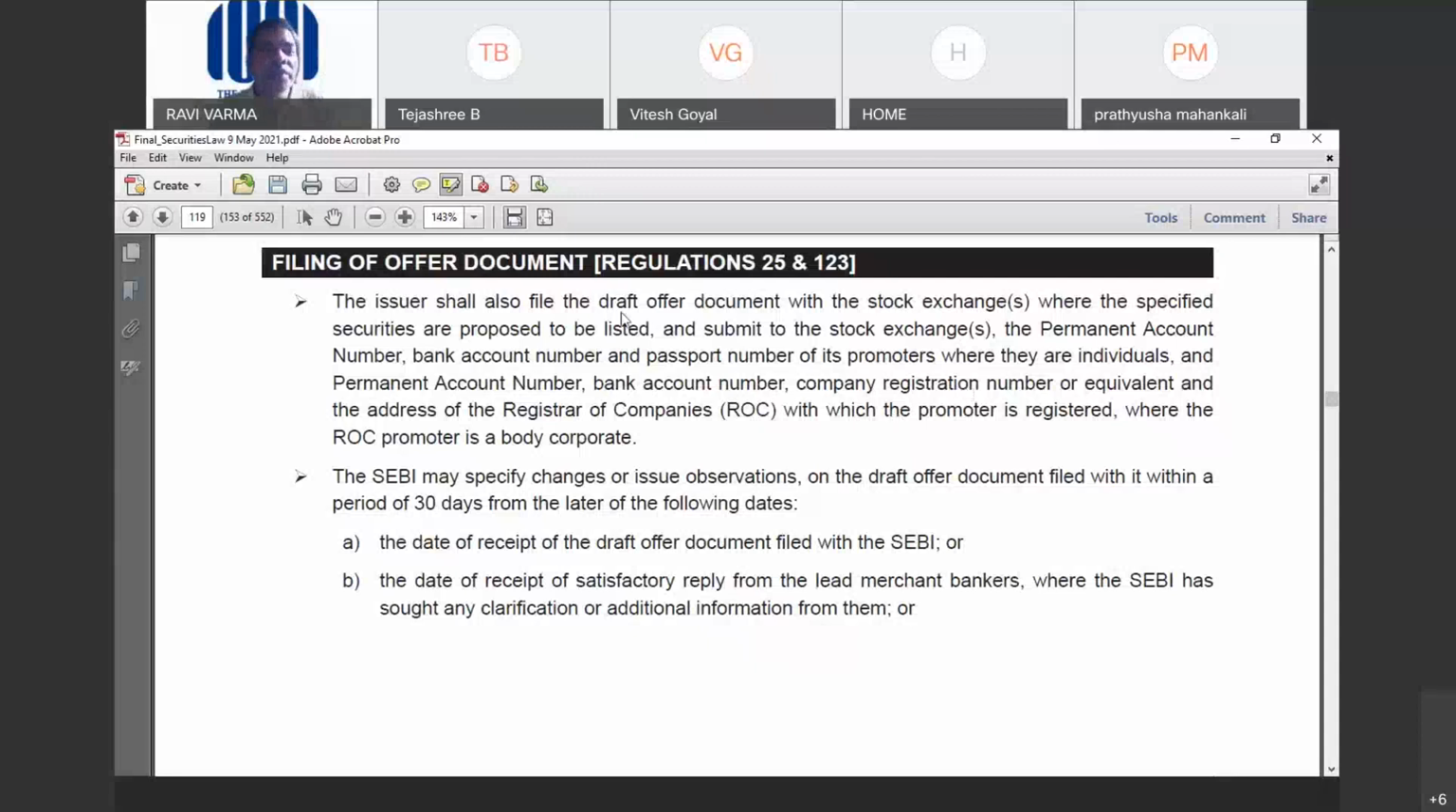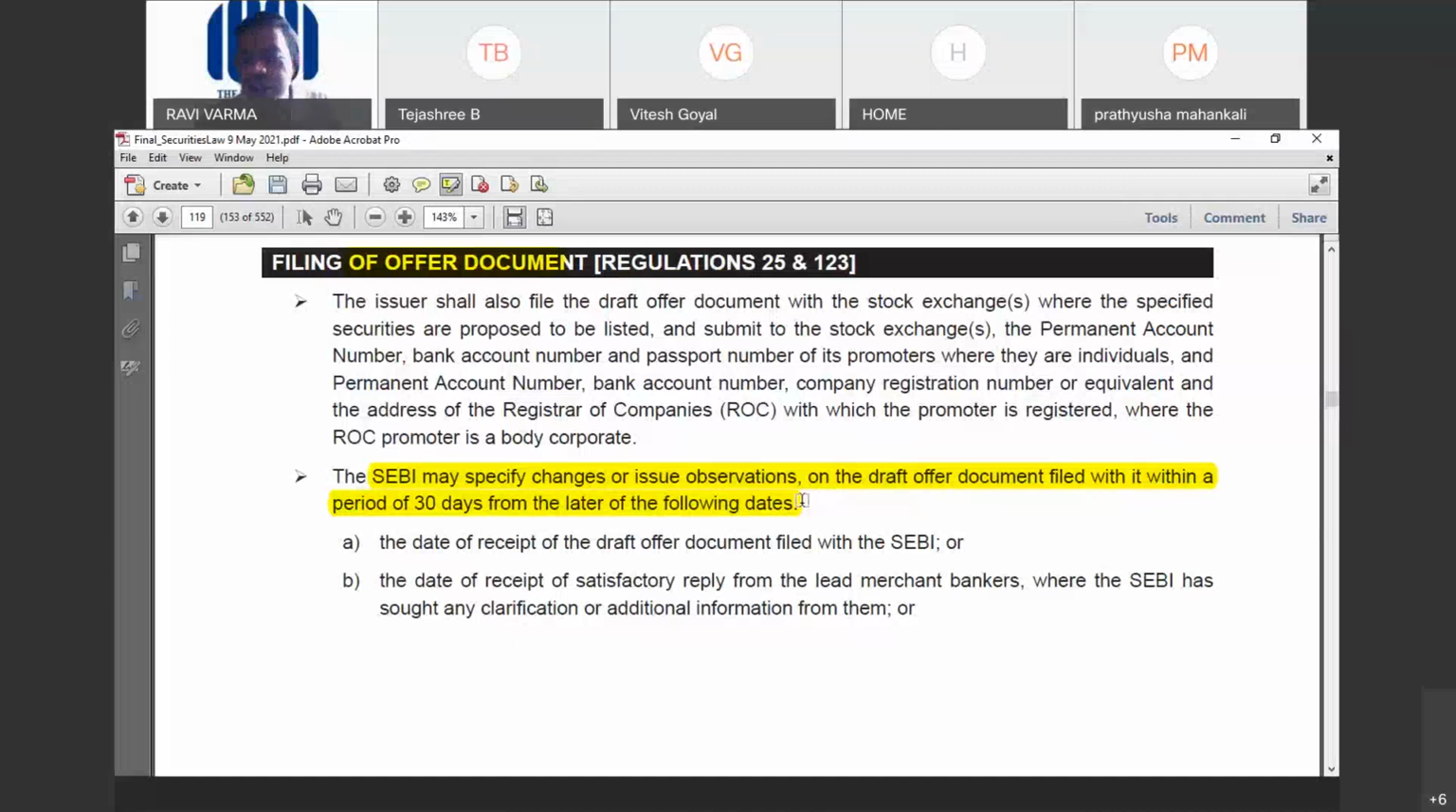Now, filing of offer document with the SEBI. This is there in page number 119, which I was telling you that whenever you are finalizing your offer document, first you will file with the SEBI. You are filing the draft document with the SEBI. How many advance days are you filing? 30 days. What will SEBI do? SEBI will look into it and SEBI will give the observation within 70 days. SEBI will also keep it on the website for public comment for 21 days. Right, because this point again we have discussed. So there is nothing like that.